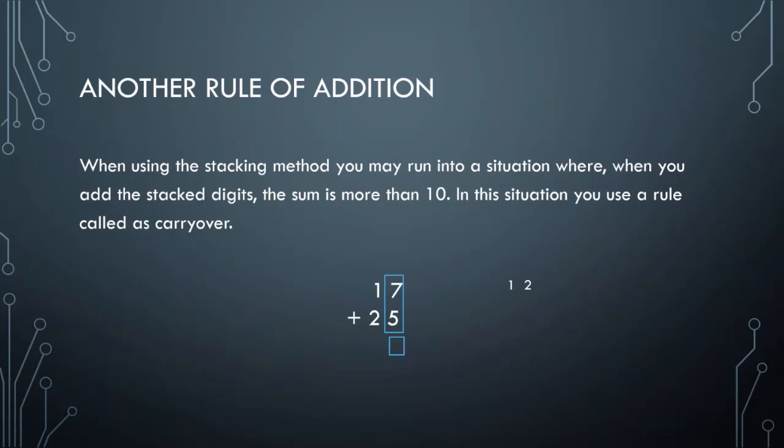And the sum is 12. It has 2 digits, but I can't fit it in one spot. That's why we introduce a new spot up there, which belongs to the second column, not the first column. Then we move the 2 over here and the 1 up there.